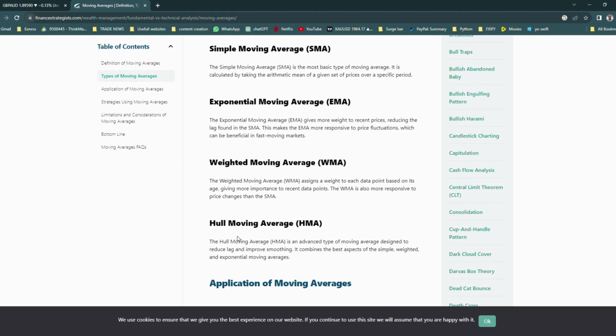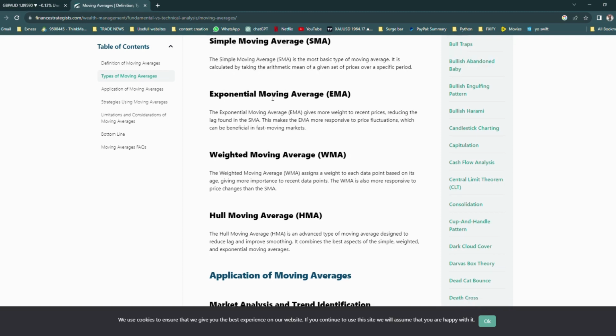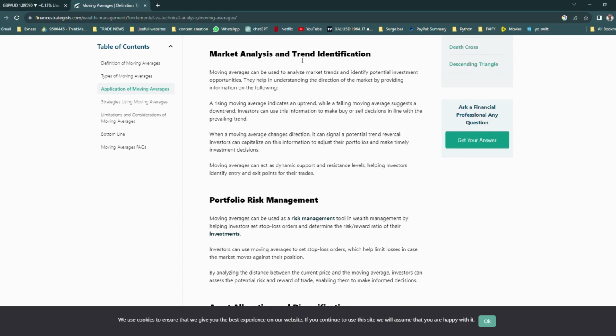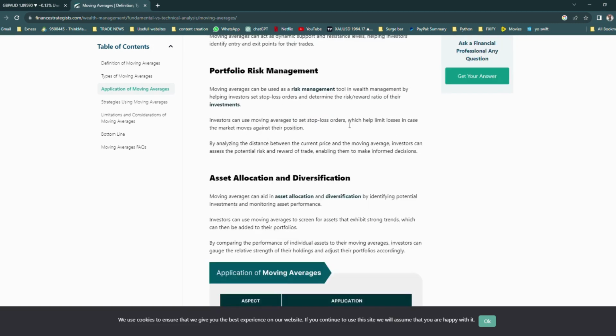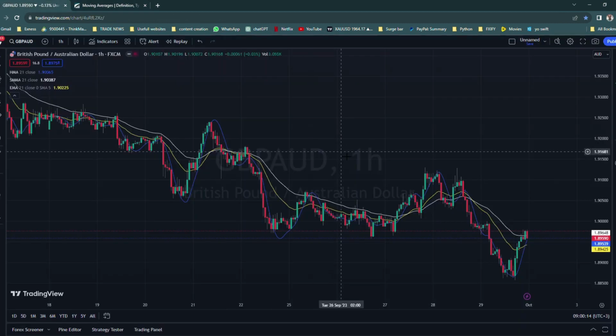So we have also the Hull moving average. This is new and is a little bit better than the others, but we are going to see why and how we use it. So the Hull moving average, you can find it on TradingView. It's also an advanced type which is designed to reduce the lag and improve the smoothing. It combines everything else we have talked about and puts it into one indicator. You can see the applications of how to apply everything. You can read about all this on financestrategists.com.